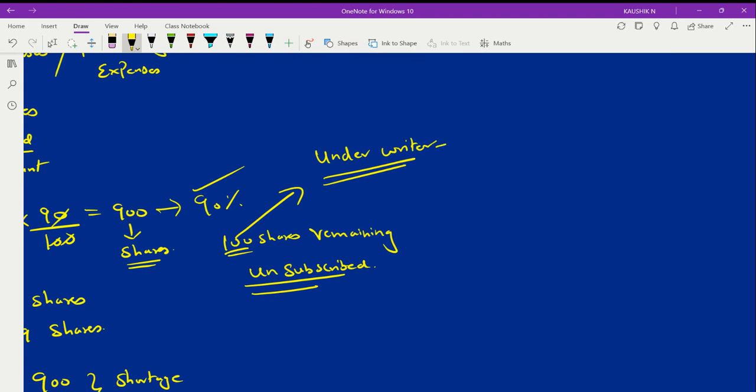So the underwriter provides this service. For this service, what does he collect? He collects commission. He is charging commission. This commission we call underwriters commission. What is the name of the commission?